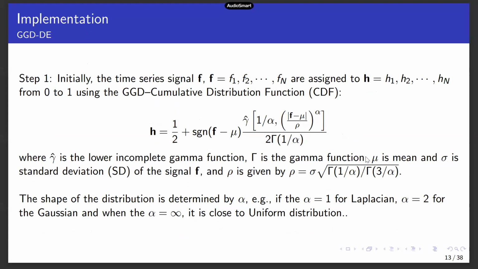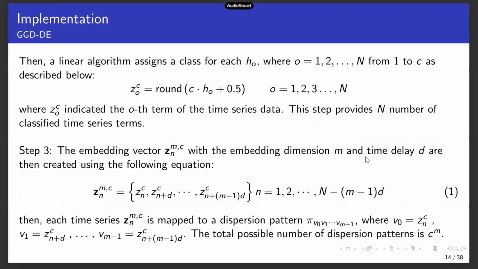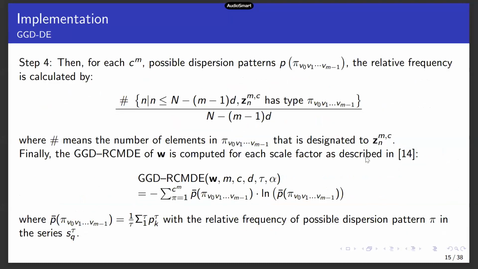Initially, the time series GGD cumulative distribution function, which I have given, is defined with respect to the gamma value, which is the standard value, with shape parameter alpha equal to 1 for Laplacian, alpha equal to 2 for Gaussian, and alpha equal to infinity close to uniform distribution. Then the linear algorithm assigns classes for each value with respect to the time series data. The step involves n number of classified time series, with respect to the values given in the equations.